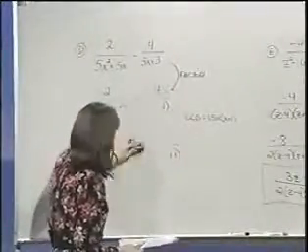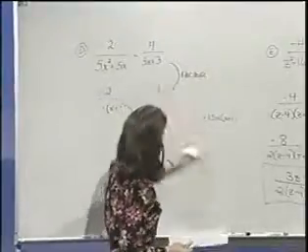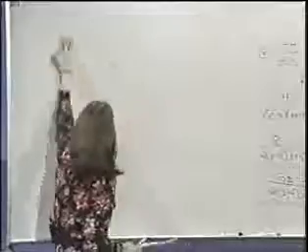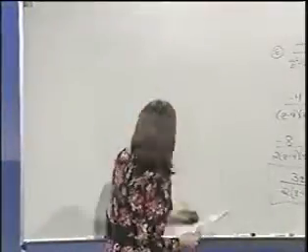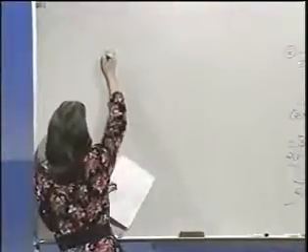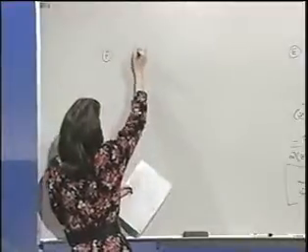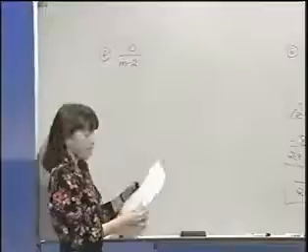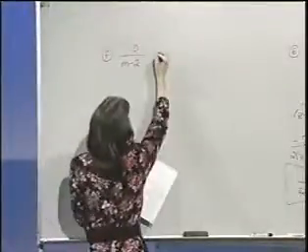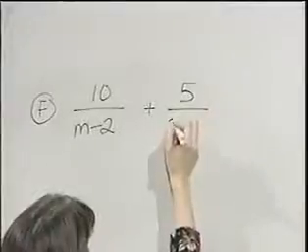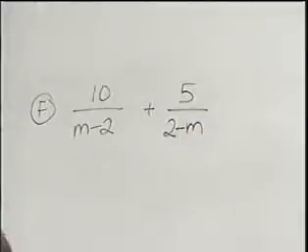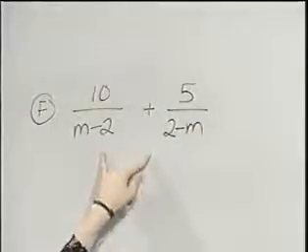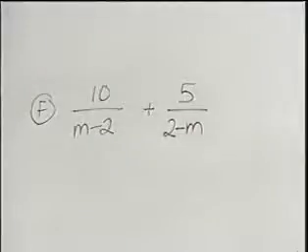This is an example with a tricky negative. In fact, factoring out a tricky negative. So, let's look at example F for the day. And example F says the following. Let's take 10 over m minus 2, plus 5 over 2 minus m. 10 over m minus 2 plus 5 over 2 minus m.